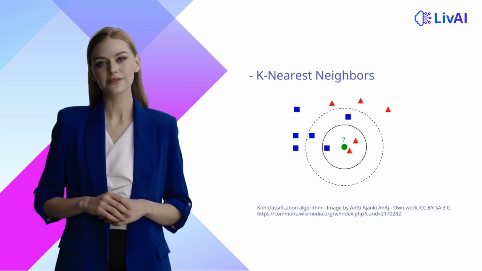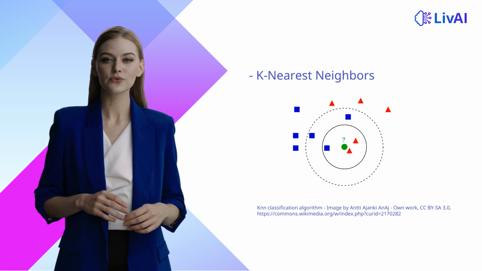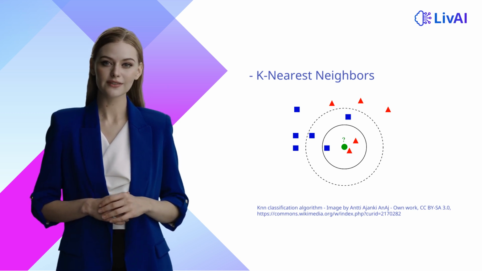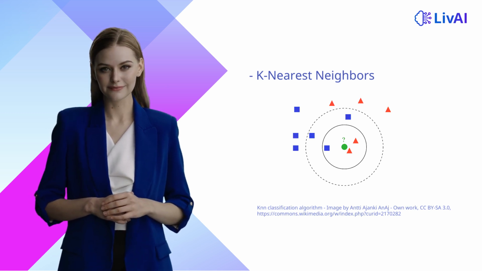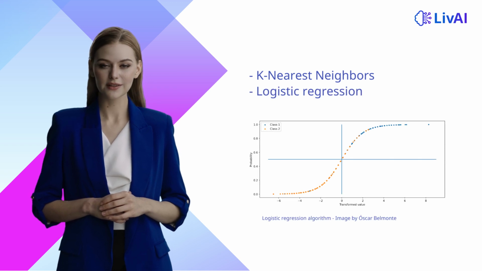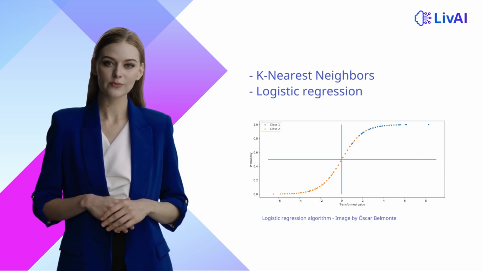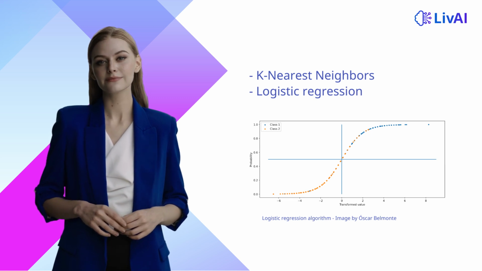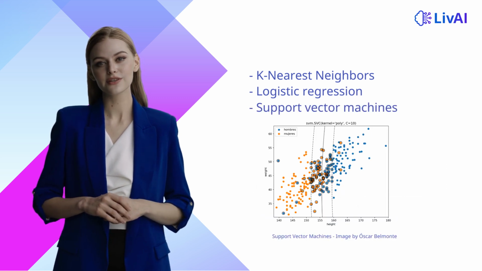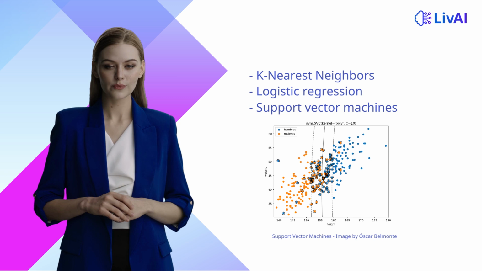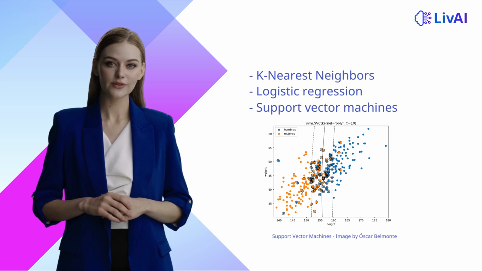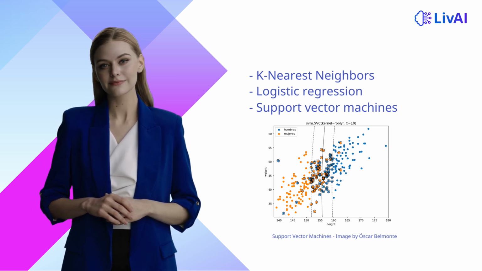There are various algorithms to choose from. K-nearest neighbors. This algorithm measures the distance between new data and labeled examples, assigning it to the closest group. Logistic regression assigns a probability to each class and picks the one with the highest likelihood. Support vector machines creates boundaries between groups and classifies new data based on which side of the boundary it falls.